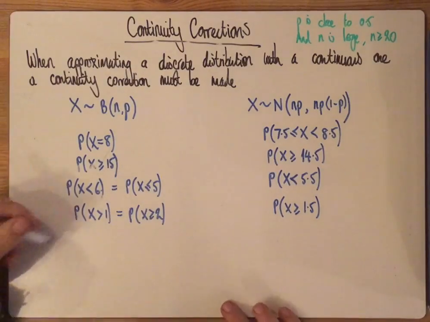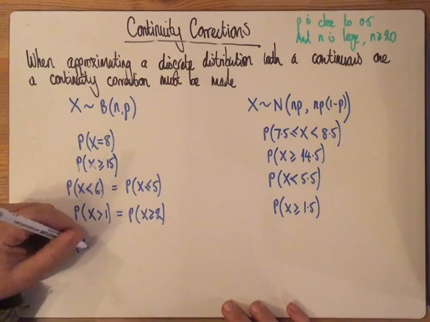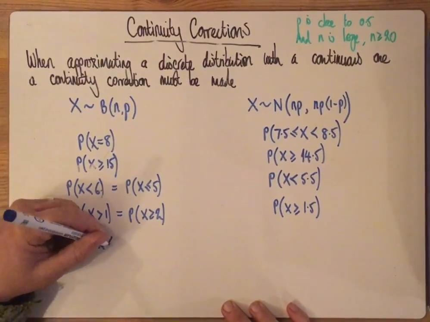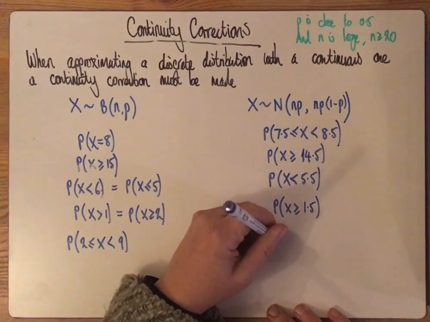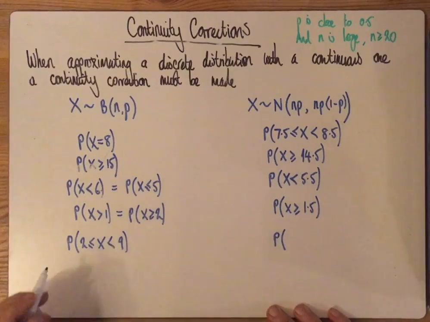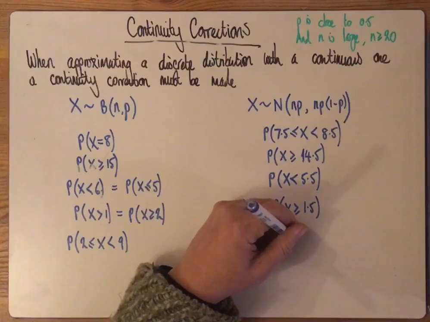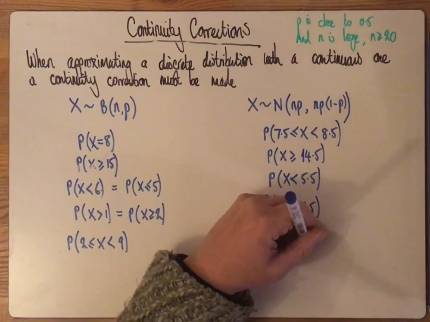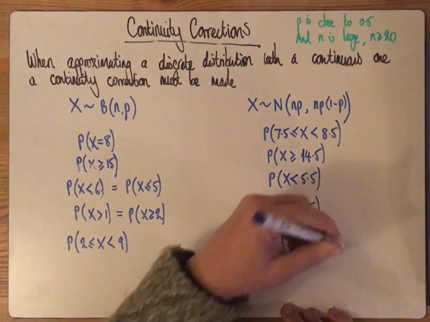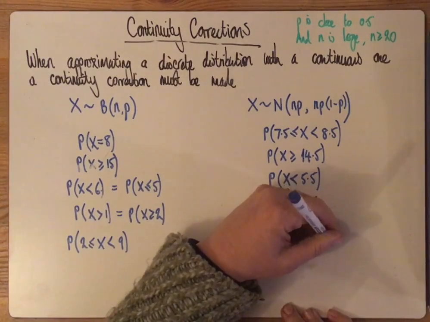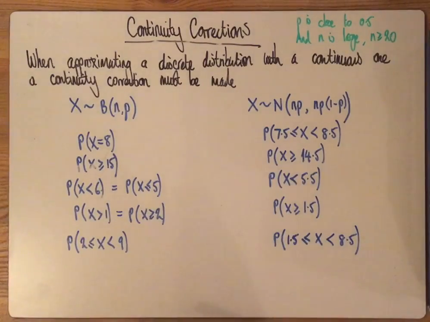And if you're between two values, I'll just do one more, hope you've got the gist by now. 2 less than or equal to x less than 9, so you might have something like that. So in the normal distribution, if x is greater than or equal to 2, it's greater than or equal to 1.5. And then less than 9 is the same as less than or equal to 8. So I want less than 8.5 on the right hand side.